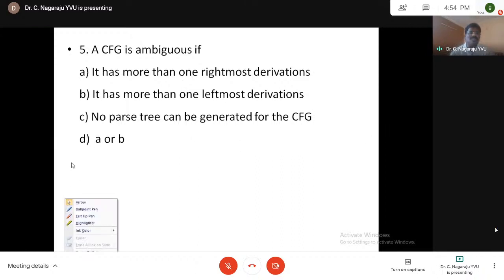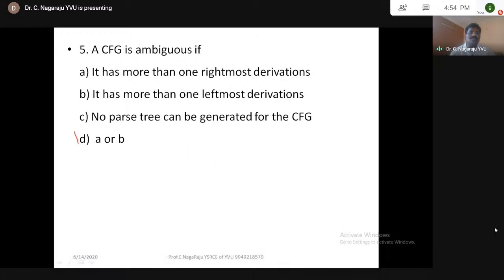We are saying D is the answer, because A and B both are correct. So my answer is D.